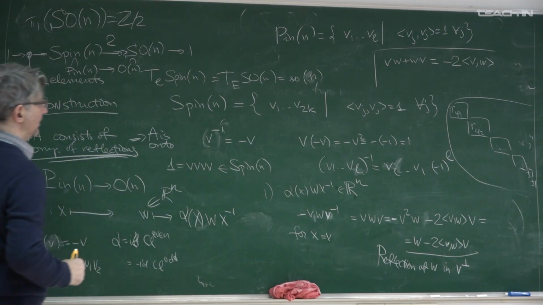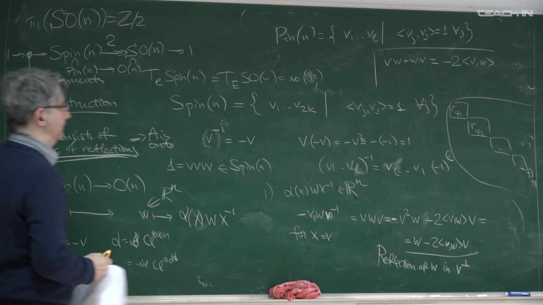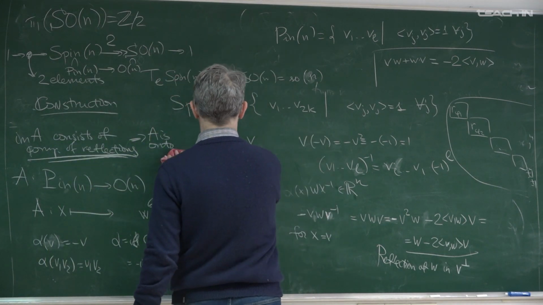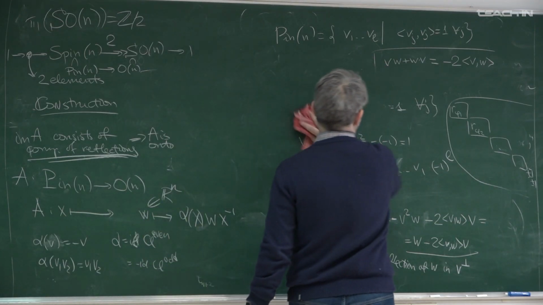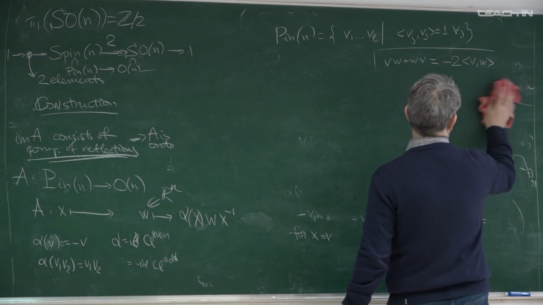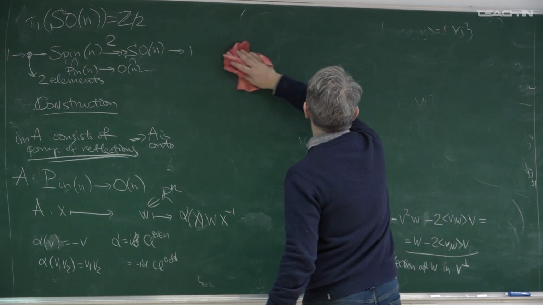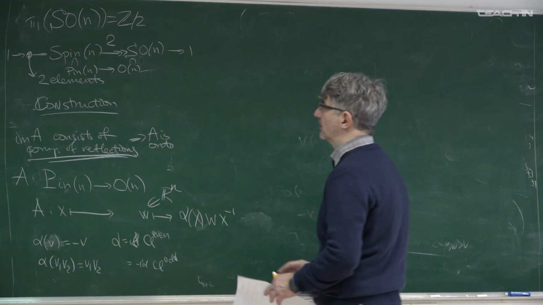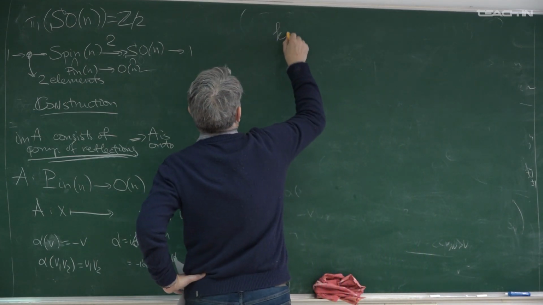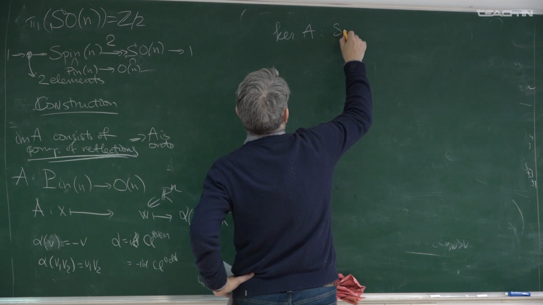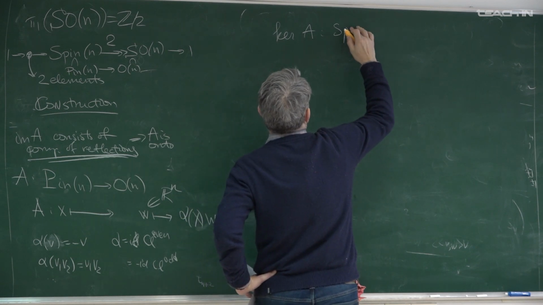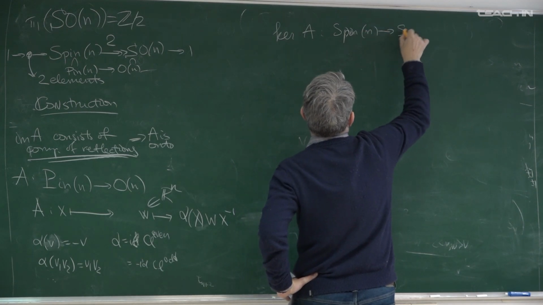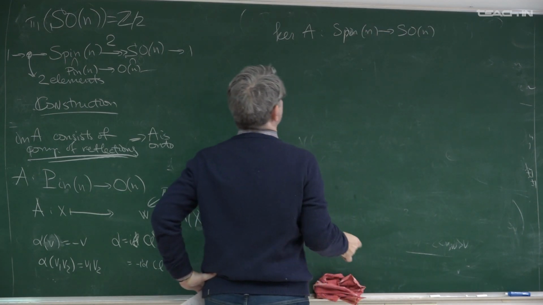What I'm interested in is the kernel of A. Let me erase here. I want to know something about the kernel of A. I will not consider the general case. I will consider only the kernel of A from Spin(n) to SO(n). It's a little bit simpler.